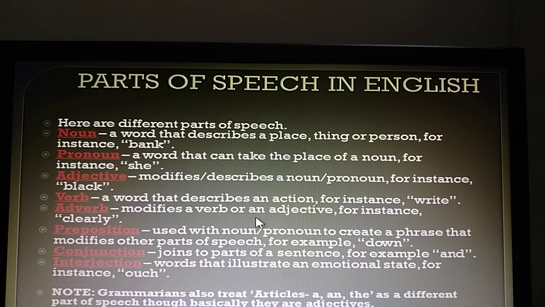Adverb modifies a verb or an adjective, for instance, clearly. Preposition used with noun, pronoun to create a phrase that modifies other parts of speech, for example, down. Conjunction joins two parts of sentences, for example, and. Interjection, words that illustrate an emotional state, for instance, ouch. Grammarians also treat articles a and the as a different part of speech, though basically they are adjectives.